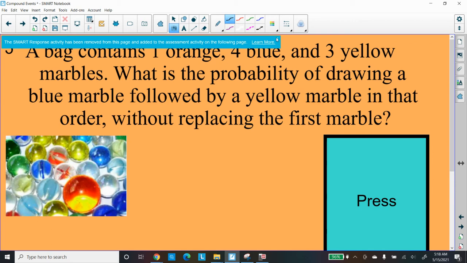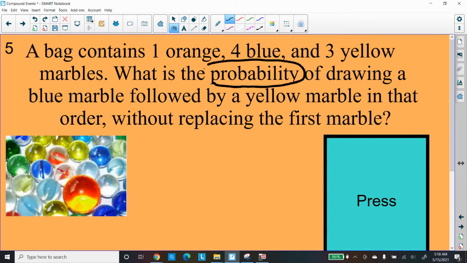All right, let's play a little marbles now. So a bag contains 1 orange, 4 blue, 3 yellow marbles. So that's a total of 8 marbles. All right. What's the probability? And remember, probability is a fraction or a decimal or a percentage. And remember, it's between 0 and 1.